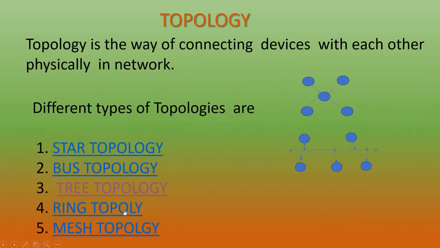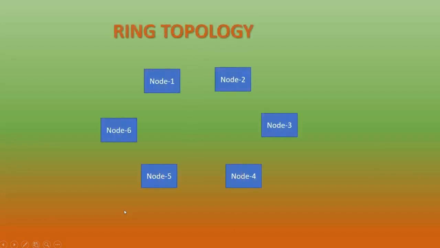Next we can see ring topology. See the name, ring topology. Ring topology means all the devices are connected just like a ring. Each device is connected to 2 adjacent nodes or 2 adjacent devices. I will show you the picture. See that? It is ring topology. All the devices are connected just like this. It is just like a ring.